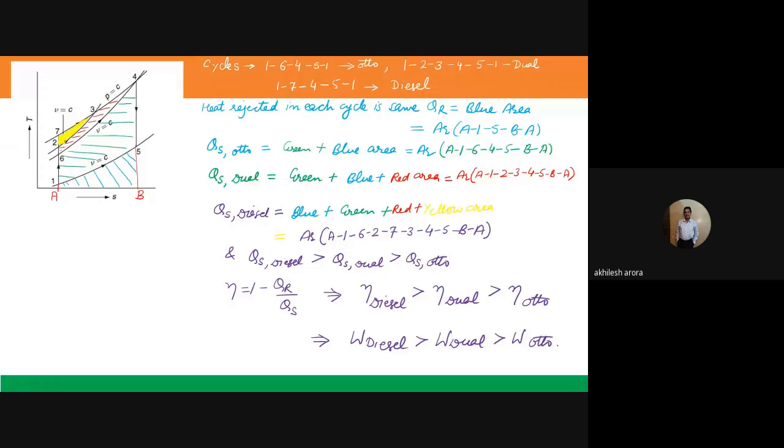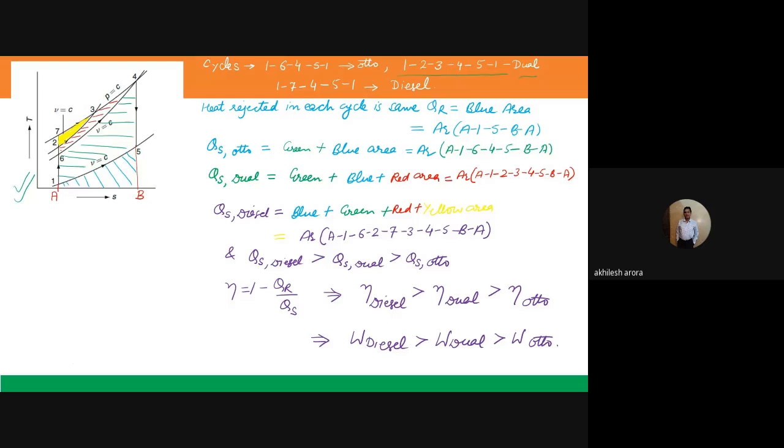1, 2, 3, 4, 5, 1. This is the dual cycle. You can see here in the diagram. Then you can go for 1, 7, 4, 5, 1. This is the diesel cycle. So you can see these points in this diagram here. If this is clear, I can proceed in the same way I have done in the previous case.